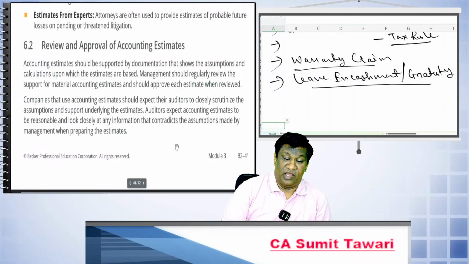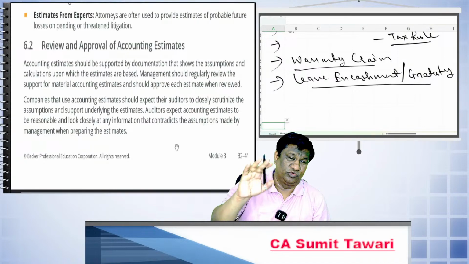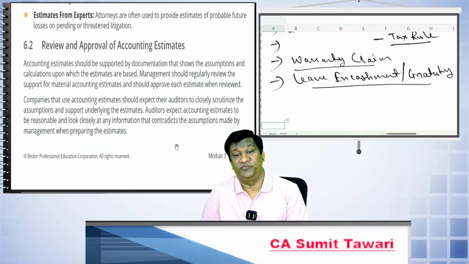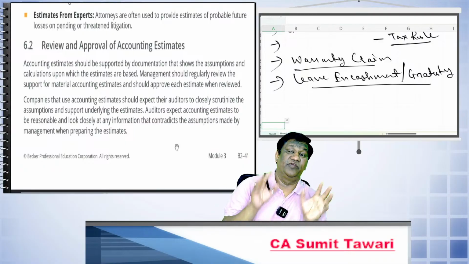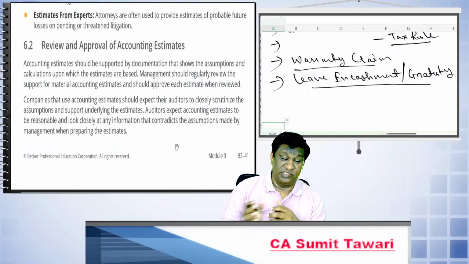So, review and approval of the accounting estimate. See, what happens whenever you prepare the financials, it should not be the case that you are biased and feel, okay, I want to show this profit. Sometimes profit is high but you want to show less profit, so you make an additional provision. And sometimes profit is less and you want to show higher profit, so you show a lower provision. That should not be the case.